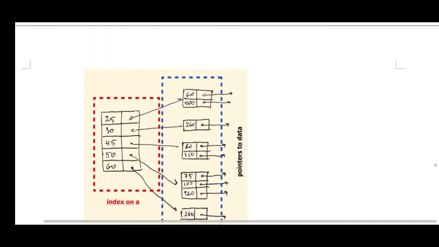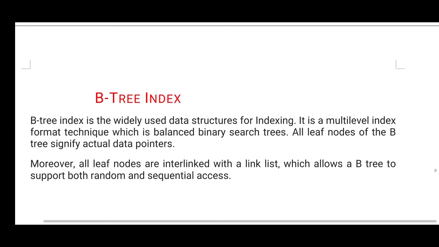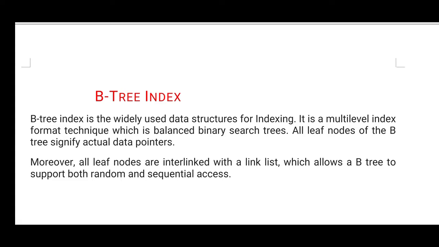Here we see multi-level indexing, here B-tree indexing. It is a multi-level indexing technique. It is a balanced search tree. All leaf nodes of the B-tree signify actual data pointers.